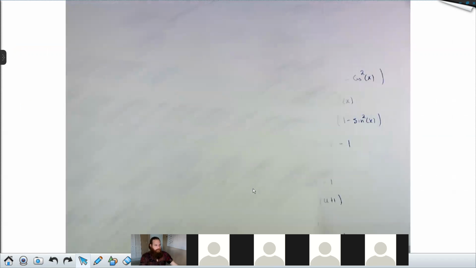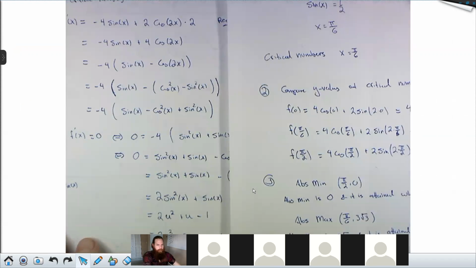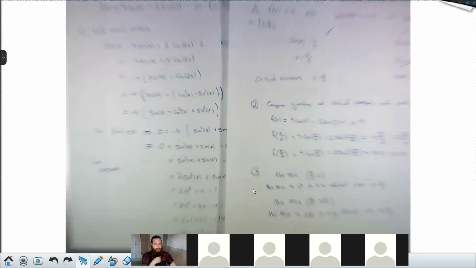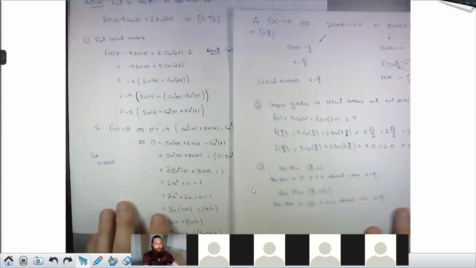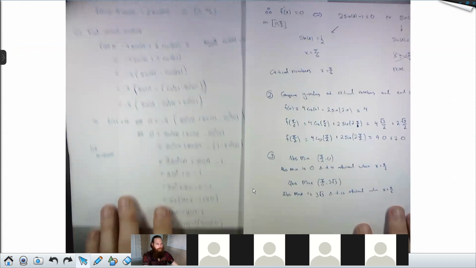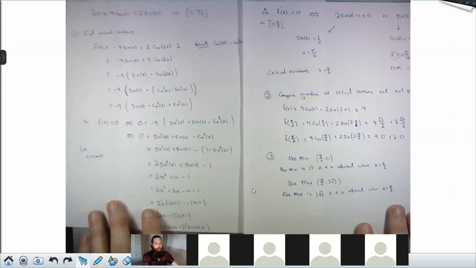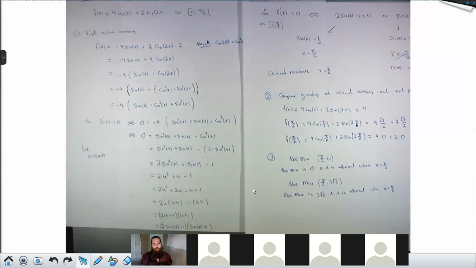So I would like to take a second here to answer any questions you guys have about this. There was quite a bit of work here, and most of it came from solving this equation f primed of x equals 0. So we took f primed, we tried to simplify it, we set that equal to 0. And then in order to solve that equation, we had to use another trig identity, and then substitute, factor, and then we took each of these factors and set them to 0 on their own.